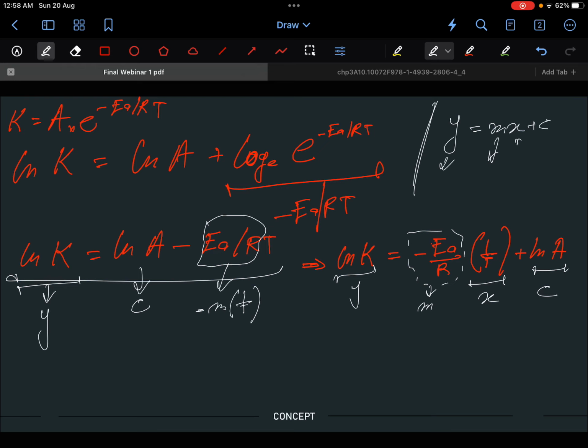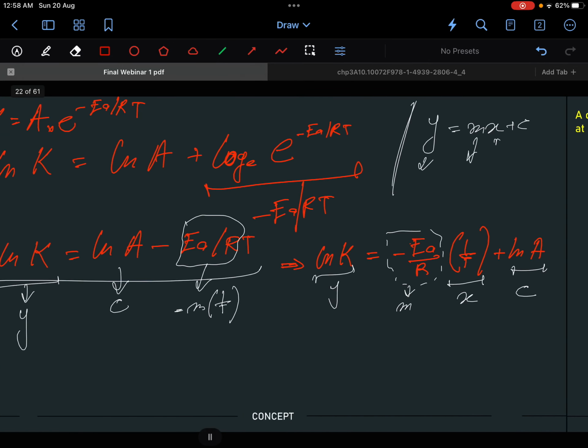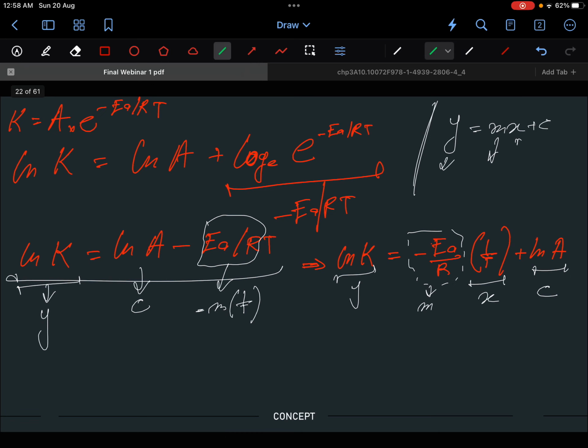Now we can plot the graph. It is very easy to plot the graph. I think I will do it on the next page maybe to avoid complication. No, I will just add one more page.